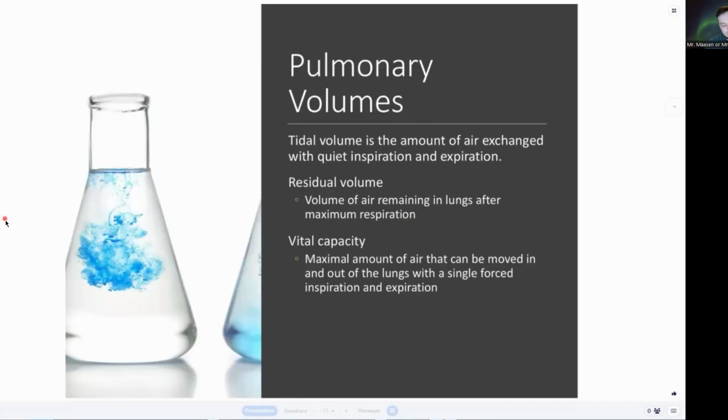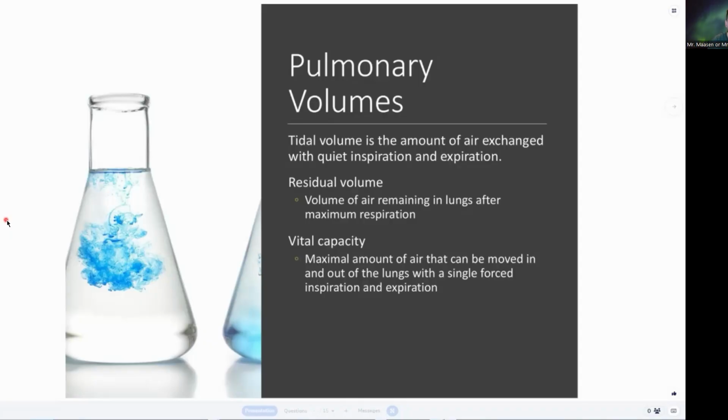So pulmonary volumes, there's a bunch of different volumes. There's a couple highlighted here on this slide, but you have tidal volume, which is the amount of air exchanged with normal, relaxed, quiet inhale and exhale. Residual volume is a volume of air. And again, volume is a word we tend to think of as measuring liquid, like milliliters, liters, but volume is a measurement of space in a container, basically. So you can use it for air as well. How much air takes up this much space? So residual volume of air is the air that remains in the lungs in between the inhale and exhale.